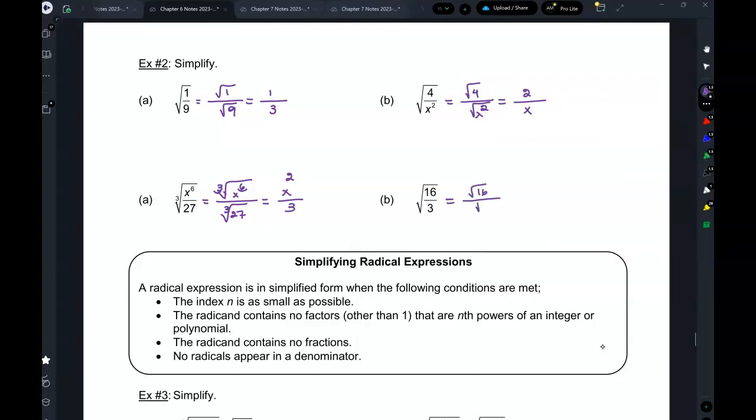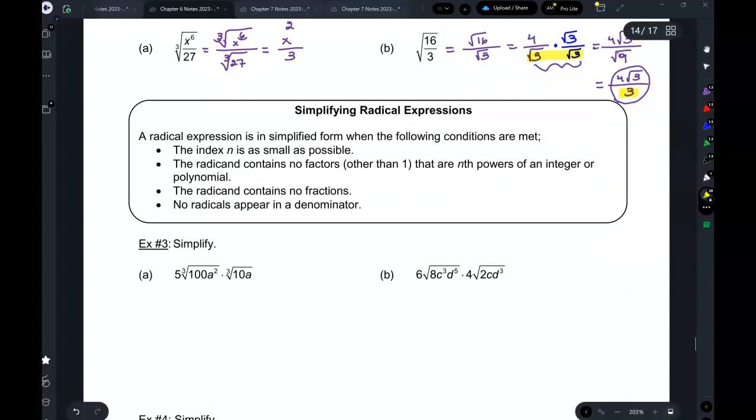Root 16, root 3. Root 16 is still 4. Okay, over root 3. Now I need to get rid of the root 3. So I multiply bottom by root 3, top by root 3. So I get 4 root 3 over, what is this? Technically, this is root 3 times 3, which is 9. So that becomes 4 root 3 over 3. Some of you might be able to go from here immediately to that step, and that's okay.